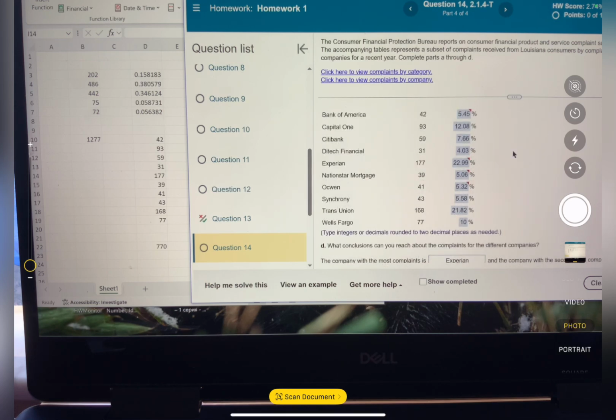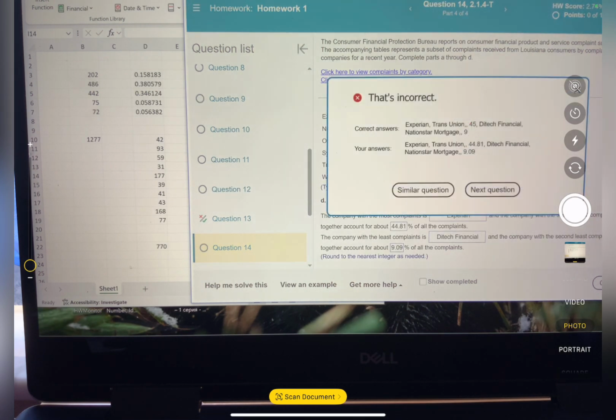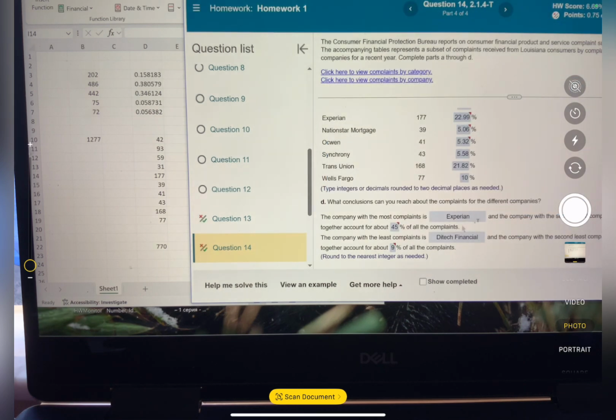Let me see. Well, let's see. Third one, TransUnion. 45, 44, 81. Well, it's a matter of rounding, so pay attention, please. 9 and 9.09. They said here the nearest integer. Well, this is frustrating, I understand. In one question they ask to round to a whole number, in another round to two decimals. Just pay attention, please. I didn't.